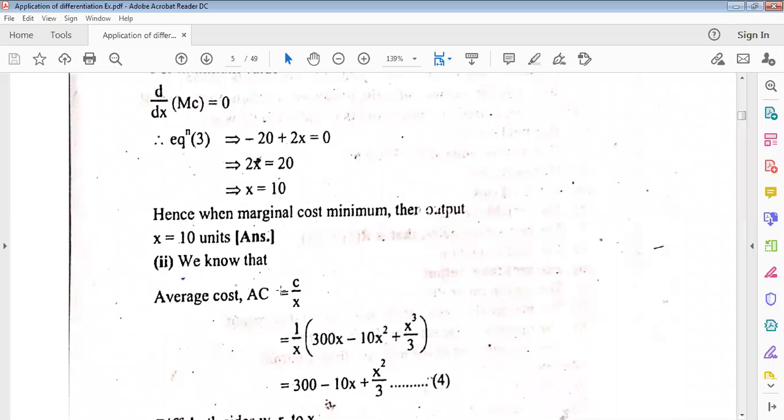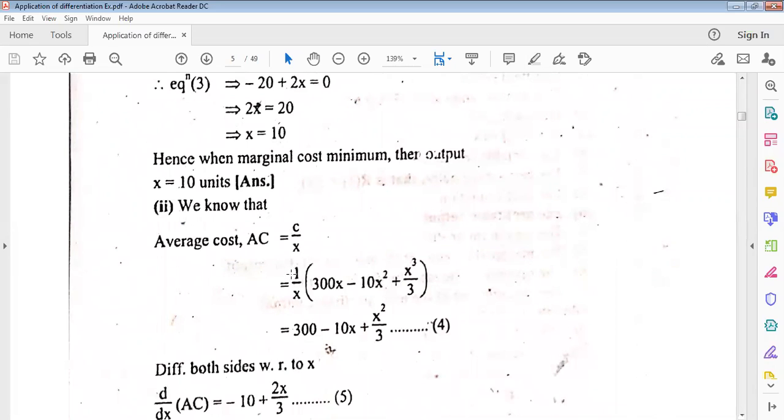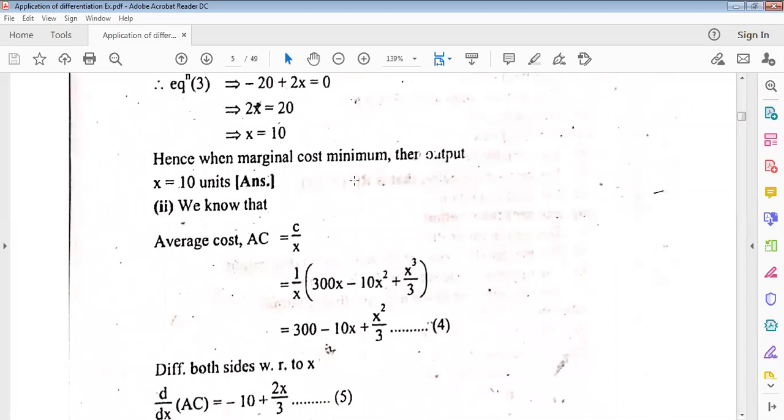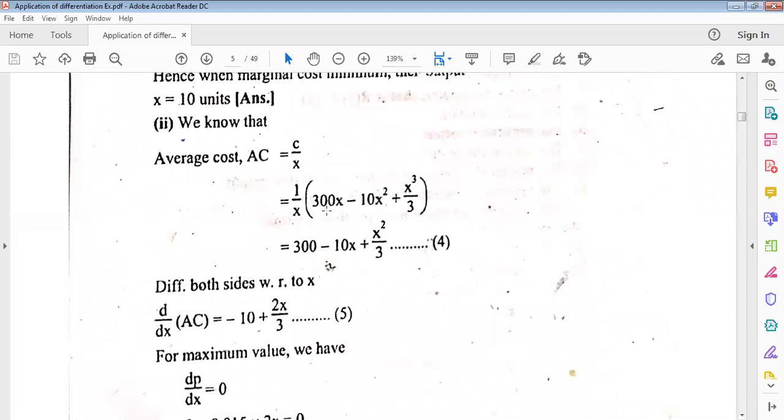Now in the second one, we know that average cost equals what? Just dividing cost by the output. Average cost equals C divided by X, formula. Now 1 by X into C. C means the given cost, the given equation number 1. Now dividing by X. X divided by X, what? Only 300. 10x squared divided by x will be only 10x. x cubed by 3 divided by x will be x squared by 3. This is equation number 4.